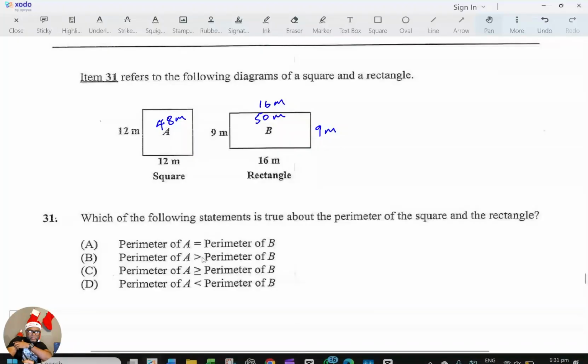So the perimeter of A is less than the perimeter of B. The answer is D. Perimeter of A is less than the perimeter of B. Everybody good there? Yeah, 12 by 4 is 48. 9 plus 9 is 18. 18 and 32 is 50. Right? So the perimeter of A is less than the perimeter of B.